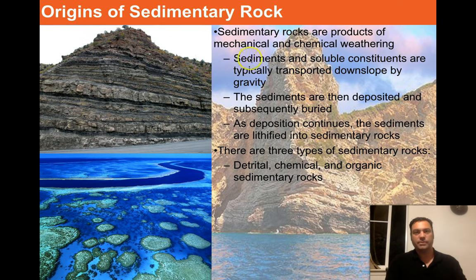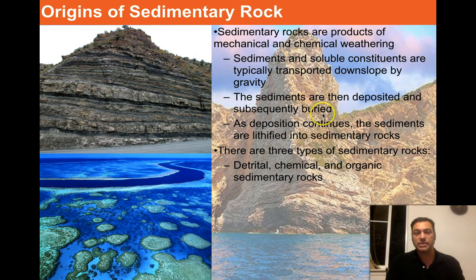First off, sedimentary rocks are products of mechanical and chemical weathering. If you haven't seen the mechanical and chemical weathering video yet, you need to go back and find that one and make sure you watch it so that you understand it, as well as the one on soils, of course. So sediments and soluble constituents are typically transported downslope by gravity. So sand is usually made out of quartz. It's a hard part. It gets transported down. But soluble stuff is the things that dissolve by water during the breakdown, the chemical weathering of rocks.